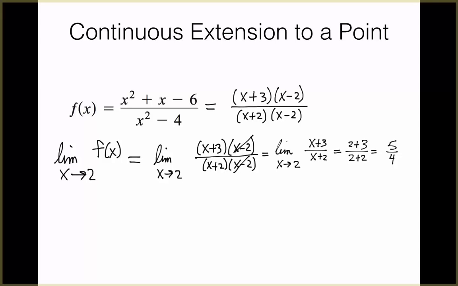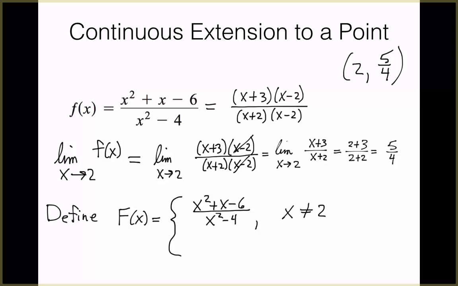So this function f has a removable discontinuity at x equals 2. The point that's missing on the function has coordinates 2, 5/4. So if we can define a new function that fills in this hole, then we will have found the continuous extension to x equals 2. So let's define the function capital F in the following way. Capital F of x will equal x squared plus x minus 6 over x squared minus 4 when x is not equal to 2. And when x equals 2, we will define capital F of x to equal 5/4.